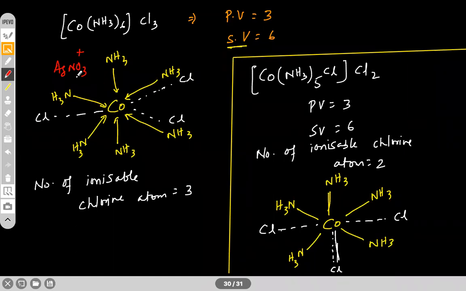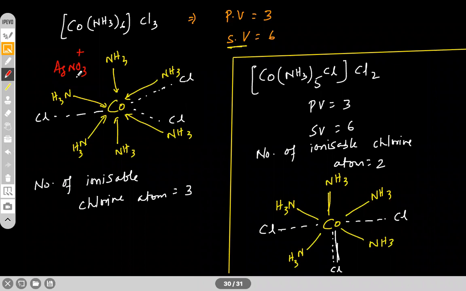The drawback of Werner's coordination theory: he could not explain the magnetic and optical properties of the complex. The main drawback is this only. One more drawback was that he could not explain why only certain elements show remarkable properties towards forming coordination complexes. But the main thing is this: he could not explain the optical properties, meaning why the secondary valencies are directional.